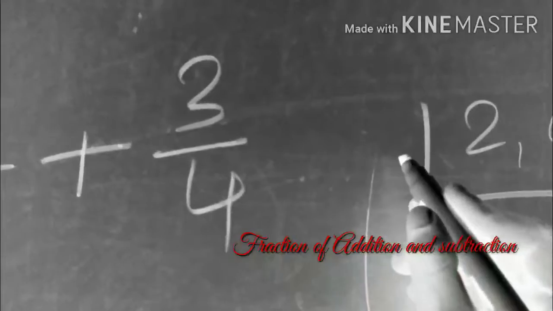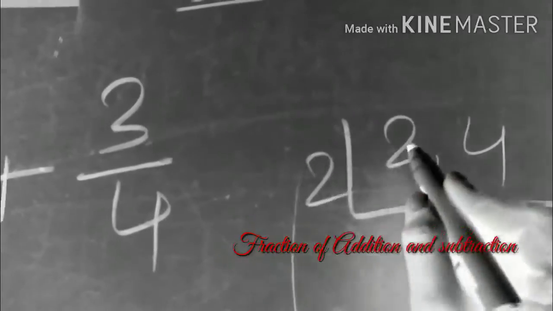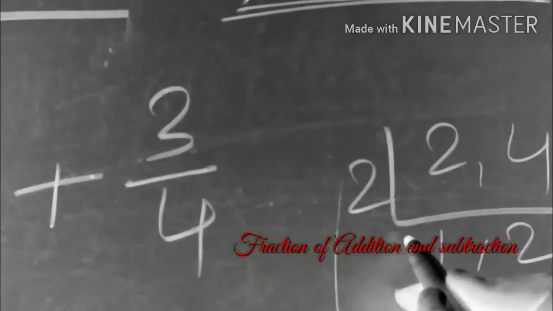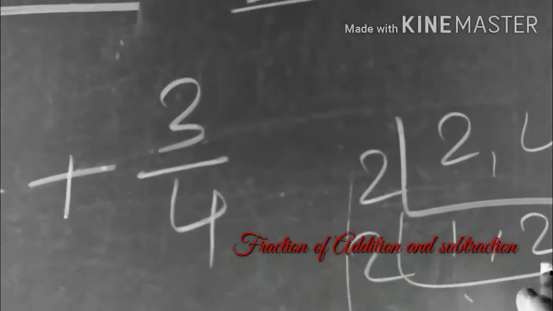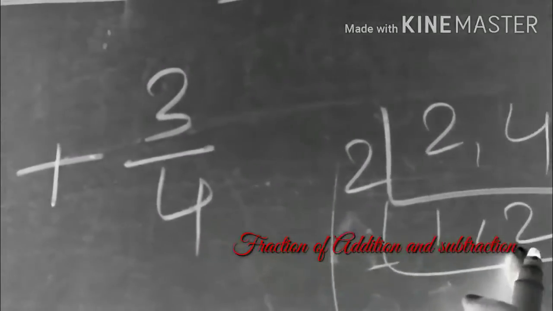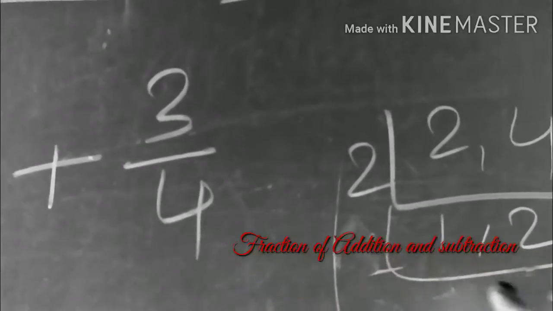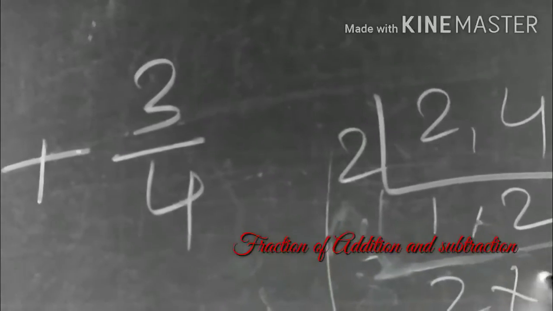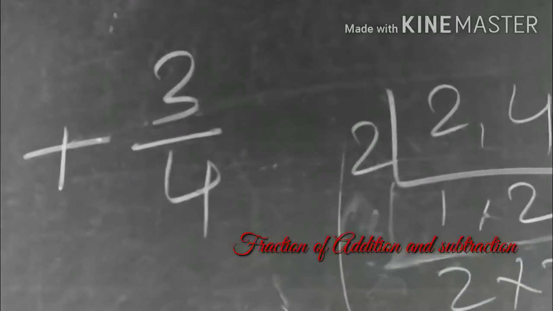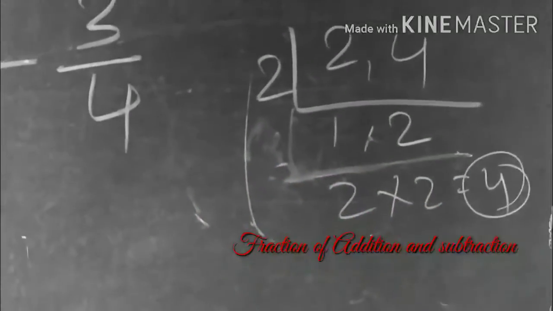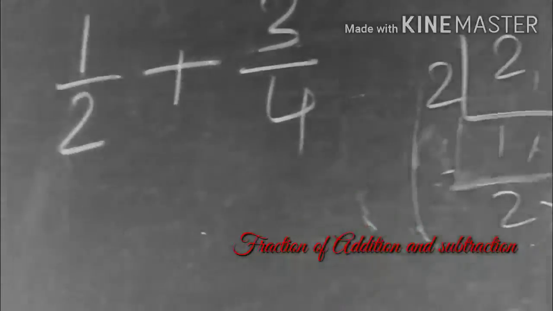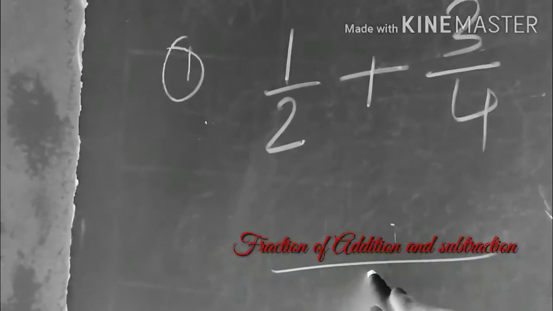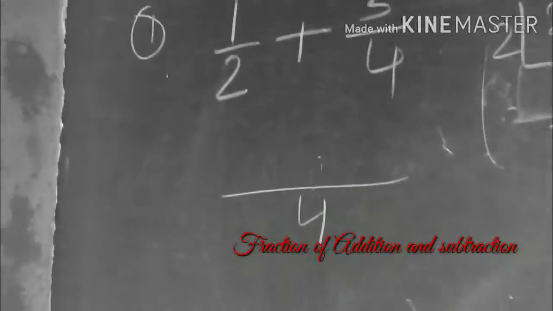We will start from the smallest number, 2. 2 1s are 2 and 2 2s are 4. After that, 2 1s again would not come, because it is not common to both terms, so we will leave it here. So 2 into 2 is 4. This is our LCM. 4 is our LCM. We will take the LCM as the denominator.